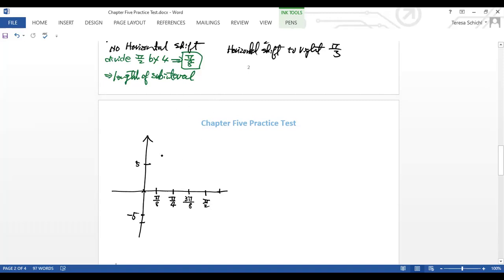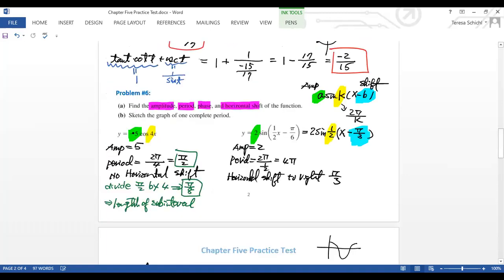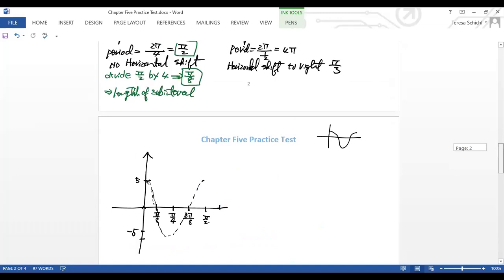Okay, so we know the parent function of cosine goes like this, right? So I already have this 4, so my dots go like this one. But I have a transformation. What is this transformation? Negative, right? I have a negative. So what does that mean? That means it's reflecting over the x-axis.